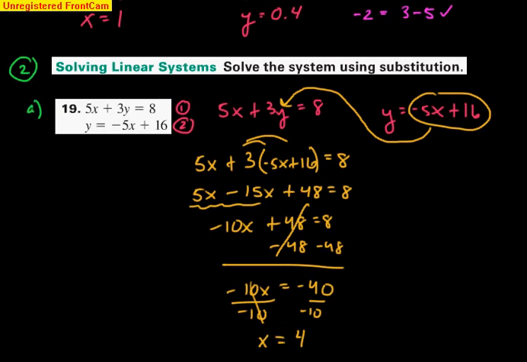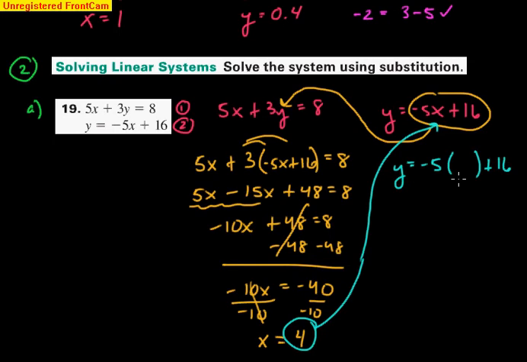So now remember how these problems come full circle, right? You start with one equation, solve for a variable, we did. Then we take what we solved for, plug it in for that variable, we did. Solve for the variable that's left, x, we did. Take this x value, put it back into that first equation. Y equals negative 5 times not x, but what x equals, plus 16.